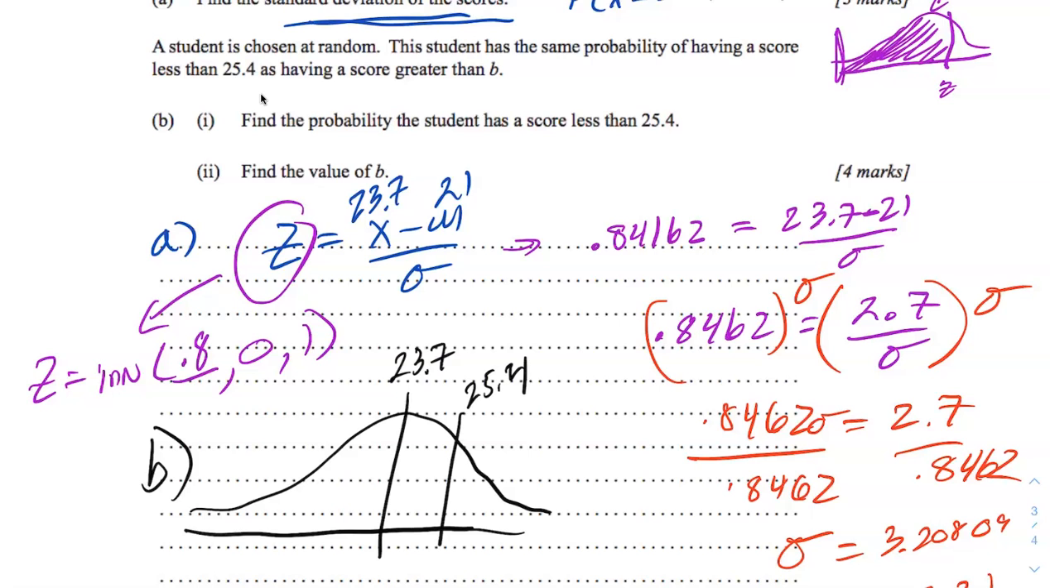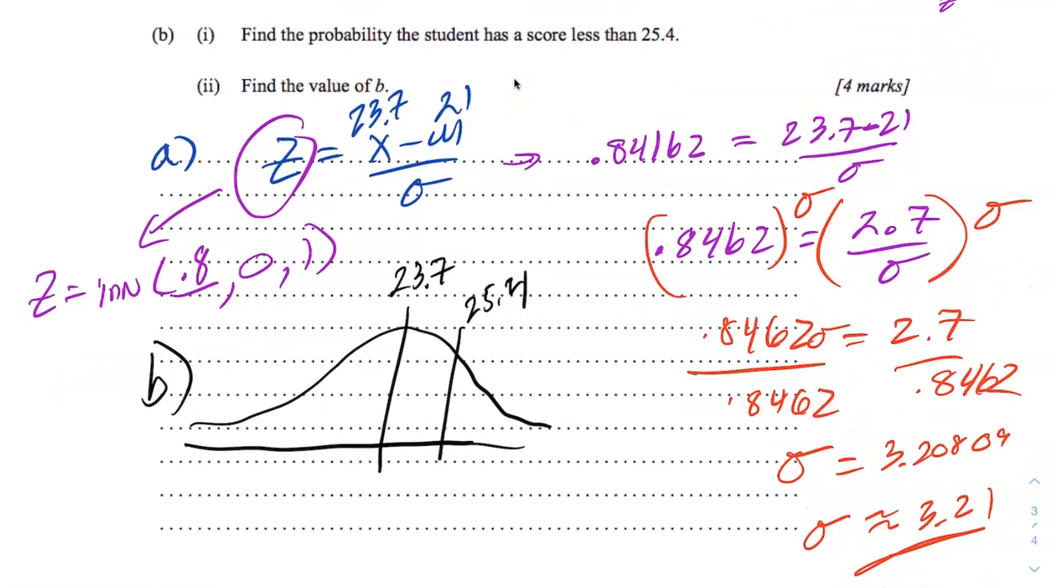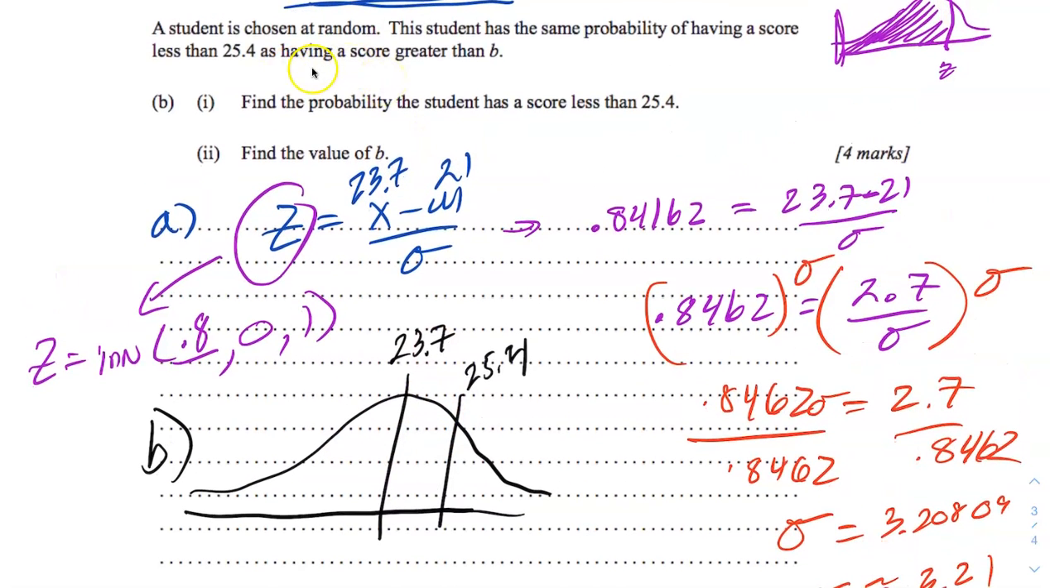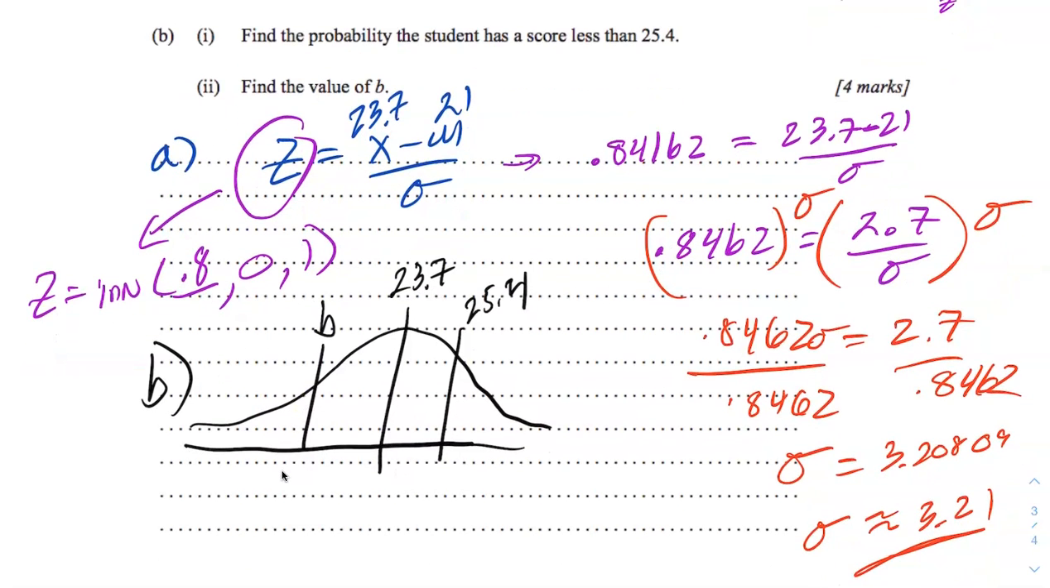As having a score greater than B. So if you look at this, that's more than 50%. There's going to be a B over here somewhere that has the same percentage, just on this side. What they're trying to say is that the area from here to here should match the area from here to here. Scoring less than 25.4 is the same probability as scoring more than B. That's all they're trying to say.